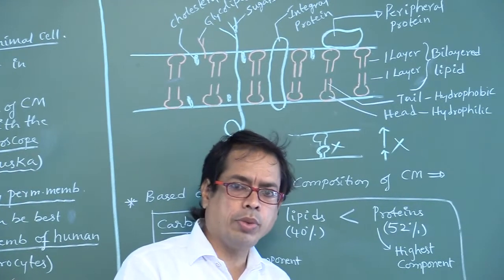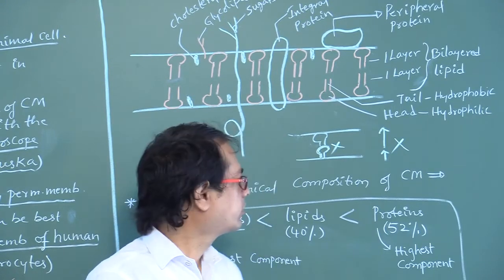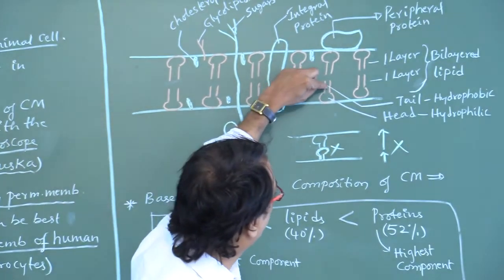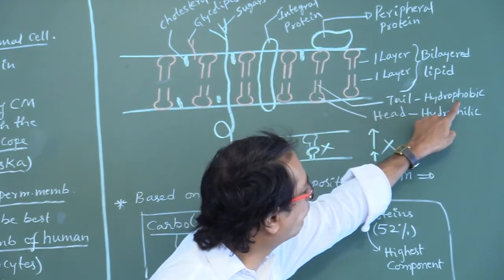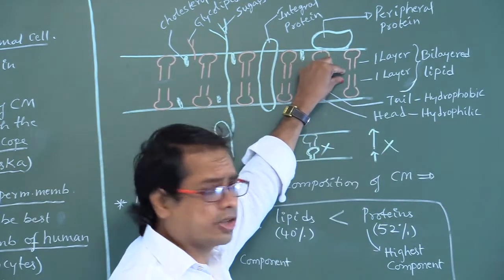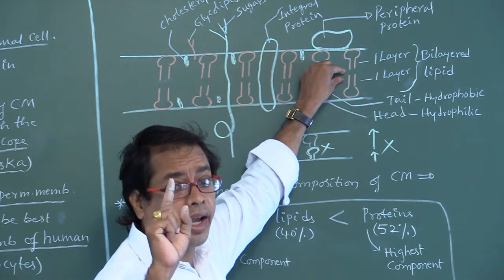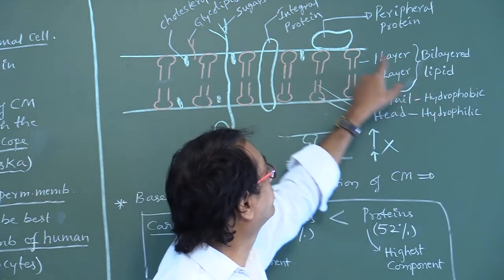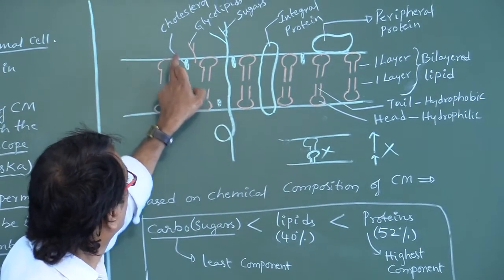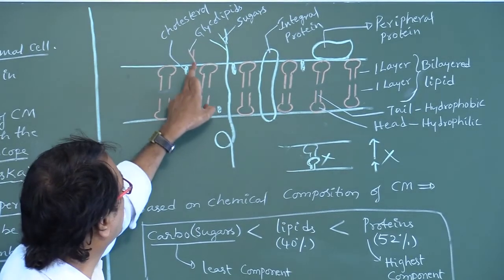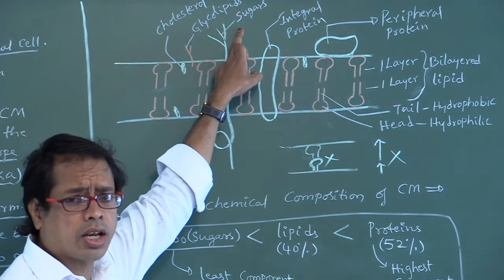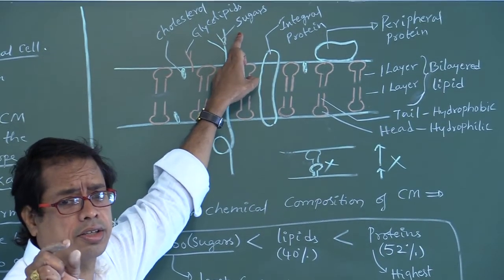Hydro means water, phobic means hate, philic means love. Those points you have to understand. Okay, right. This is the tail part. Tail is hydrophobic. This is the head part, hydrophilic. So lipids are arranged in how many layers? Bilayered lipid. And here are the parts. This is nothing but cholesterol. This part is so-called glycolipids. This part is so-called sugars. Sugars are nothing but oligosaccharides.